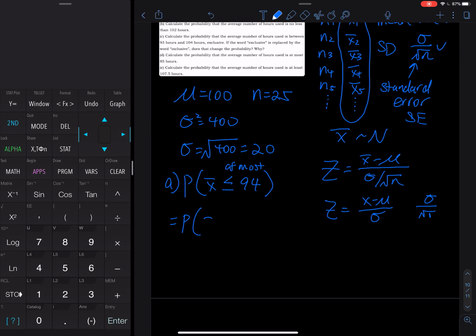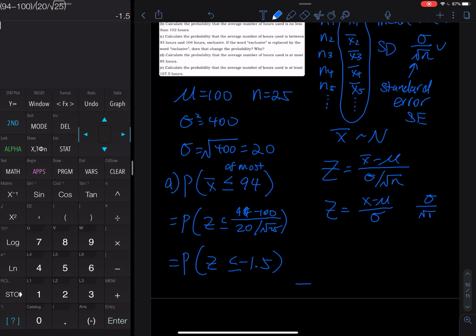So this is z less than or equal to 94 minus 100, divided by sigma over square root of n, and then we find out what this is. So z less than or equal to... not 98, 94. 94 minus 100 divided by 20 over the square root of 25. So don't make a mistake on your typing. Check your work. I use a parenthesis for the numerator, one parenthesis for the denominator, and don't forget to close your parenthesis. So that equals negative 1.5.